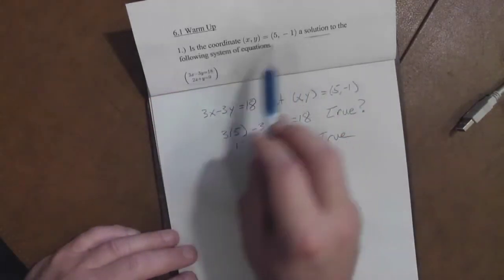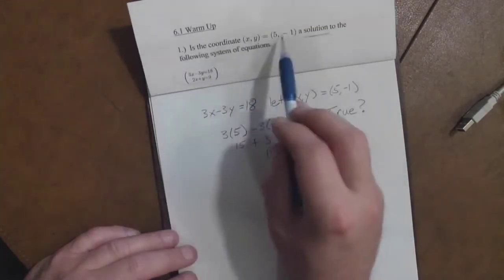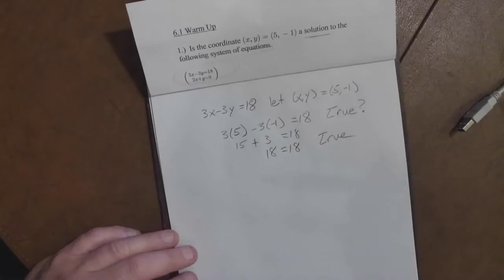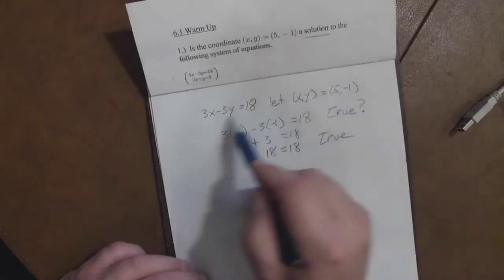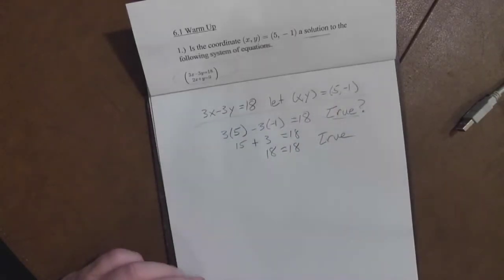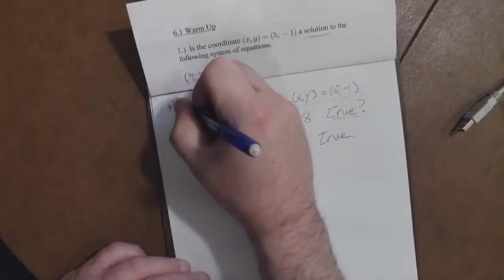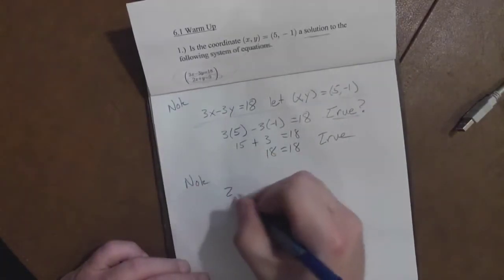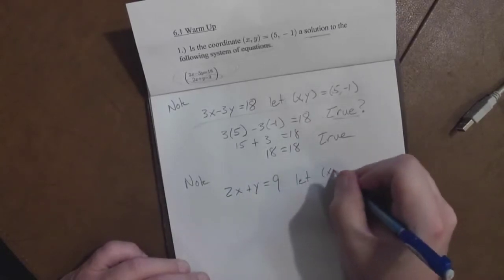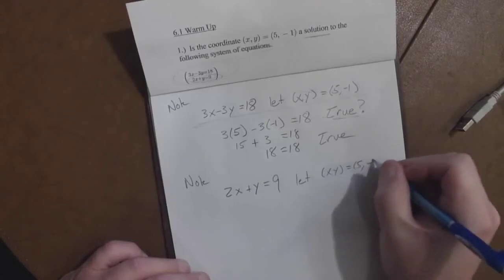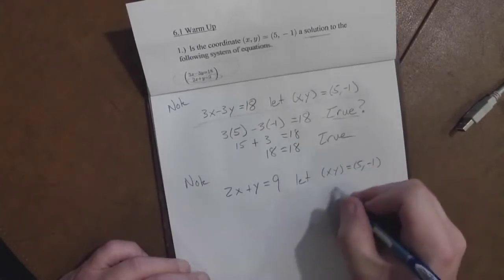Now, to be a solution to a system of equations, this coordinate has to make every single equation in the system true at the exact same time, or what we sometimes say is simultaneously. What we have to come back and ask is, is this true for the other equation in our system? So we might note 2x plus y equals 9 is our equation, and we're going to let (x, y) be again equal to this coordinate (5, -1). And we're going to ask, is that true?